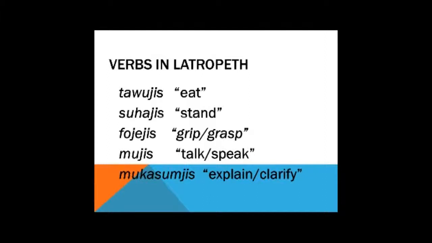Tawuyis, eat, suhayis, stand, foyeyis, grip or grasp, muyis, talk or speak, and mukasumyis, explain or clarify. The last one is an example of a verb that's built up out of simpler components. So mu means speak, kasum means clear. So speak clear, mu kasum means explain or clarify.